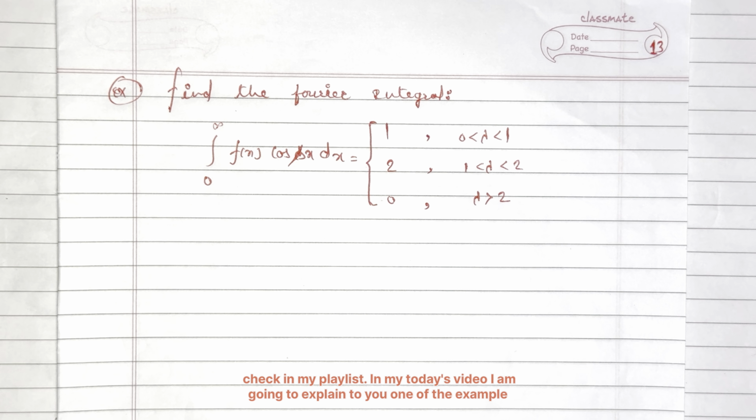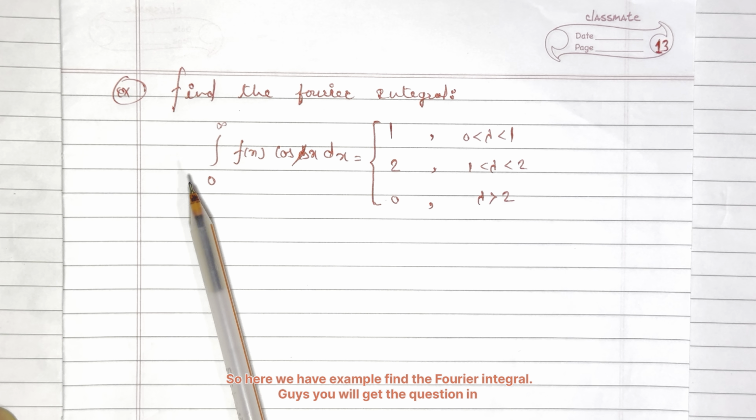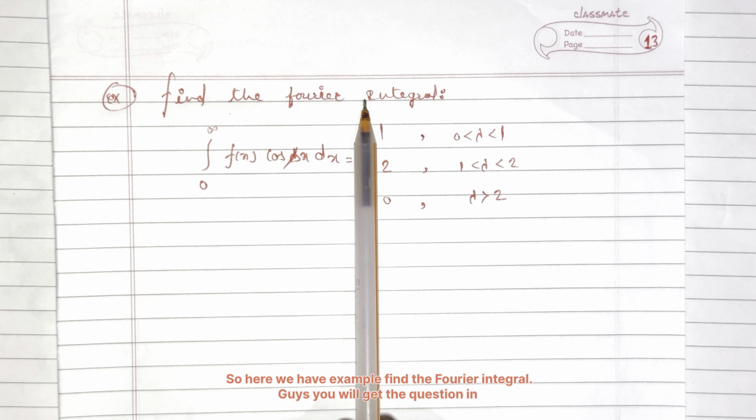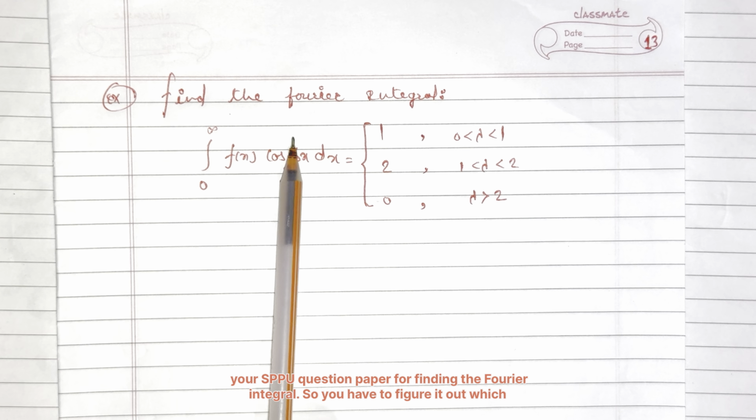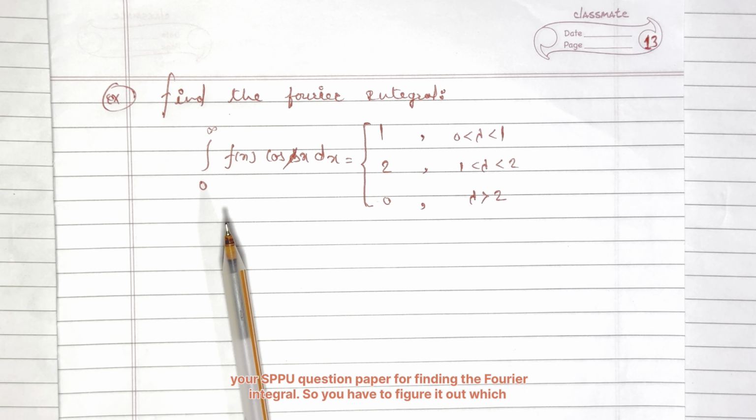In today's video, I'm going to explain one example which is completely based on the Fourier cosine transform and its inverse transform. Okay, so here we have an example: find the Fourier integral. Okay guys, you will get this question in your SPPU question paper for finding the Fourier integral.